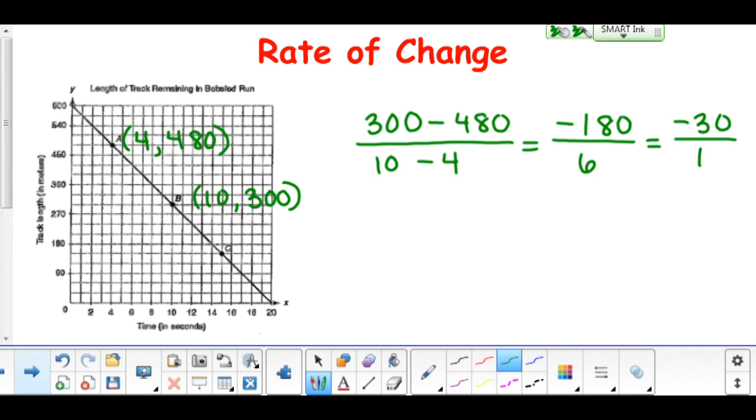So now I can do the same type of labels. Since it is a decreasing line that we have here, has a negative slope, we are just going to be decreasing whatever the quantity is. My y-axis label is length in meters, so we are going to be decreasing 30 meters per second. And that is how we can use our rate of change formula.